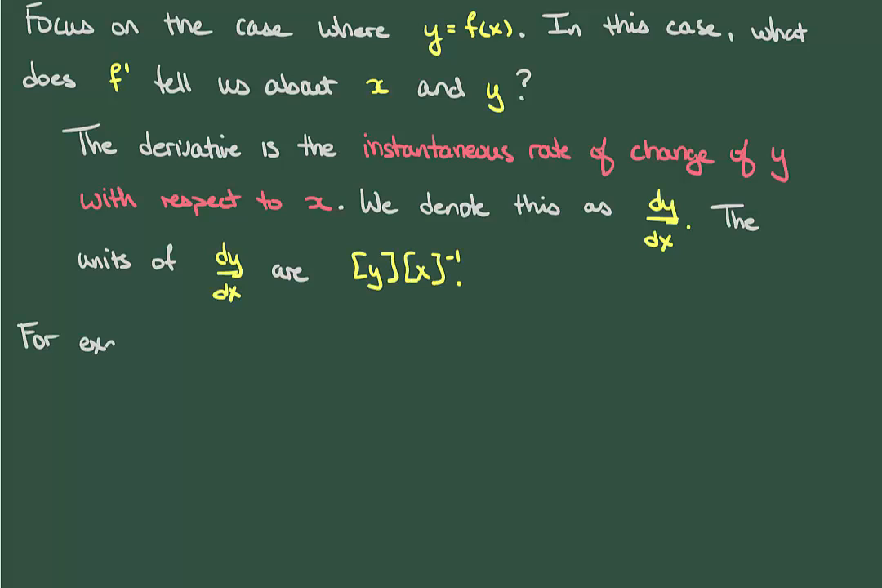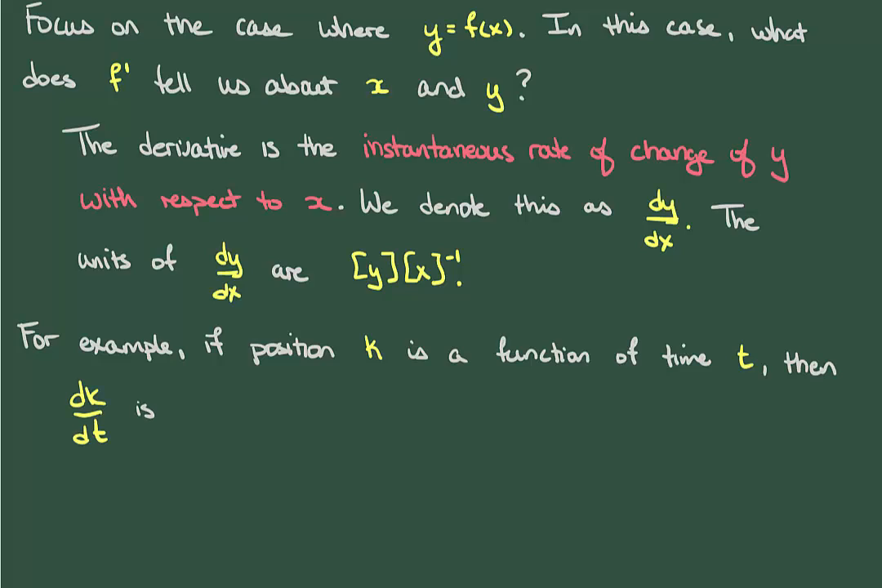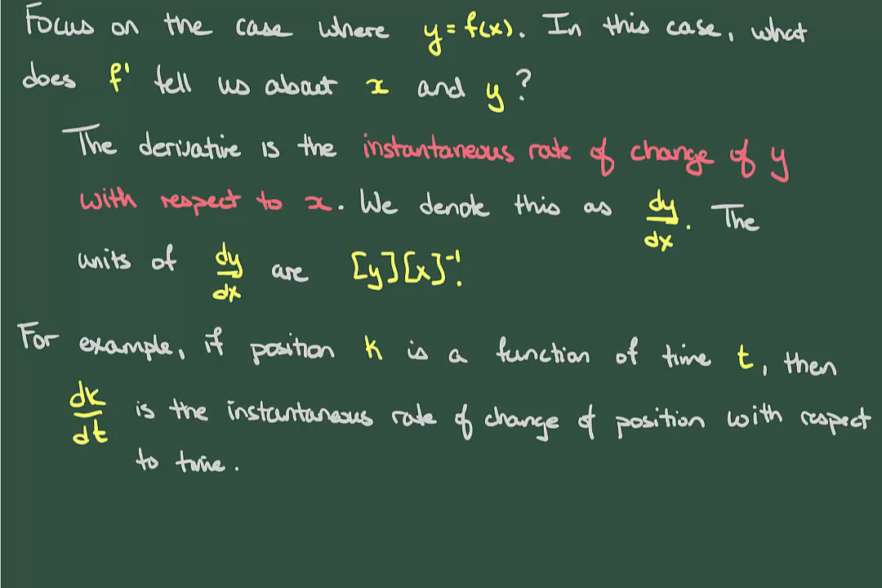So as an example, let's suppose that I tell you that position k is given as a function of time t. Then dk dt is the instantaneous rate of change of position with respect to time. Right? That's something that we also commonly call velocity. Here you can see how position and time appear in our description.